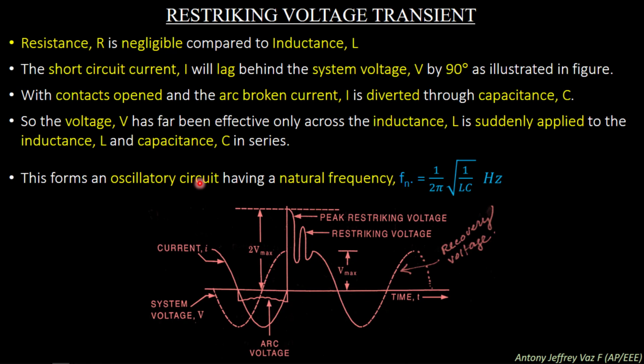This forms an oscillatory circuit having a natural frequency Fn equal to 1 by 2 pi square root of 1 by LC. These restriking voltage transient frequencies will have the natural frequency of the system, which is given by the equation 1 by 2 pi into square root of 1 by the amount of inductance L and the amount of capacitance C present in the power system circuit. So these two are the variables. These two variables create the natural frequency Fn, which in turn makes the peak restriking voltage and the restriking voltage oscillate at its natural frequency.